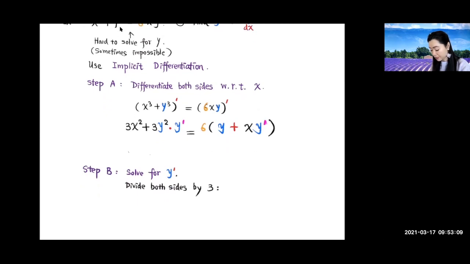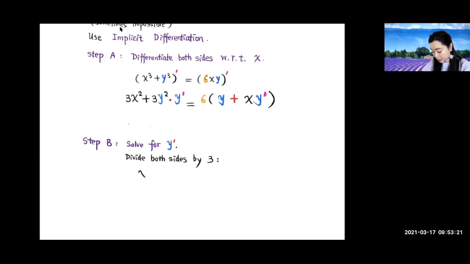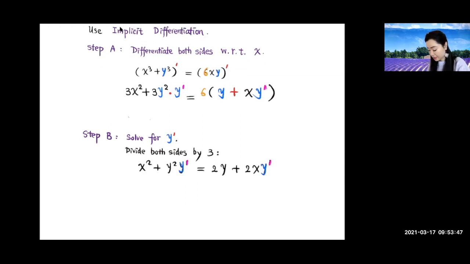So first I'm going to divide both sides by 3. Then we're going to get x squared plus y squared y prime equal to 2 times y plus 2 times x y prime. Okay. All right.